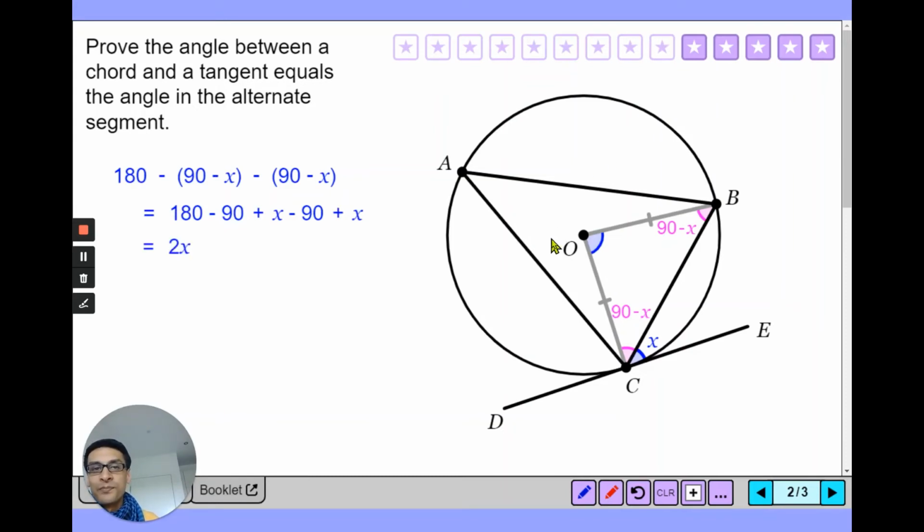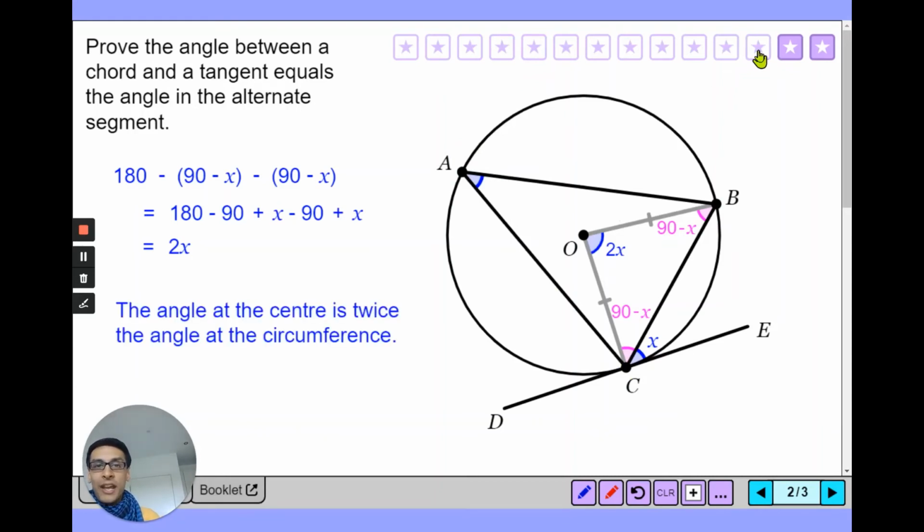Now, if you know that this is 2x, again we're going to use one of the previous theorems, which we don't need to go and prove again. It's just angle at the center is twice the angle at the circumference. So that means that this angle here, this angle CAB, has to be x. So that is enough to show that if we started with x there, just because we've decided to call that x, and we know that this is also x, that must mean that the angle BCE is equal to angle BAC, or in other words, the angle in the alternate segment is equal to the angle between the tangent and the chord.